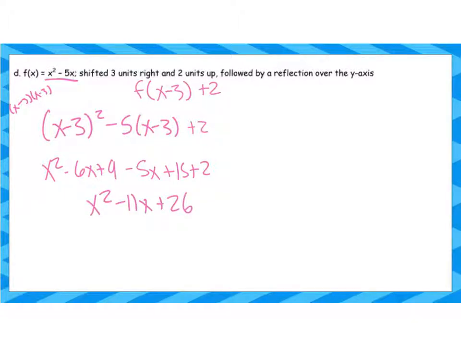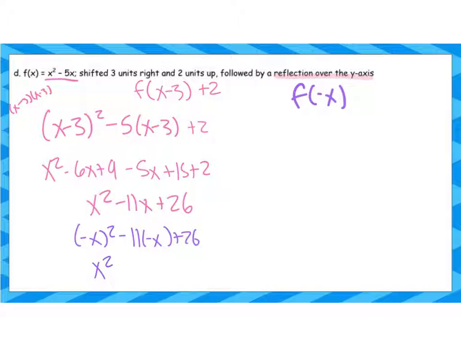Then the last transformation, it says after that's all done, it's then reflected over the y-axis. So now that that's done, reflecting over the y-axis means f of negative x. F of negative x means you replace all of your x's with negative x. So this becomes just x squared plus 11x plus 26. So this is your new function.